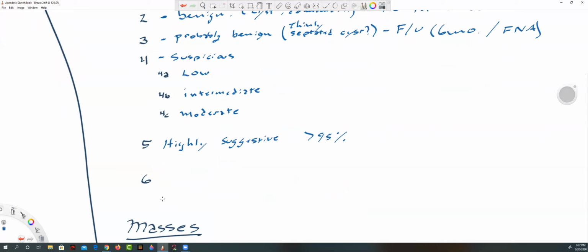And then number 6 is known. In other words, they've probably already had an FNA. They know it's cancer, and now they're doing follow-up imaging for whatever reason, maybe for placement of a needle or something, but it's known, biopsy proven.